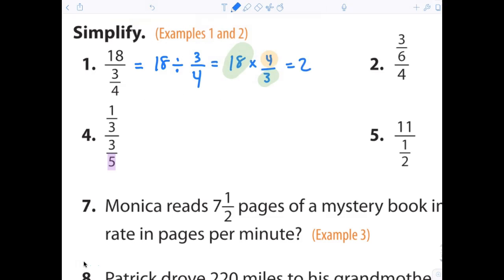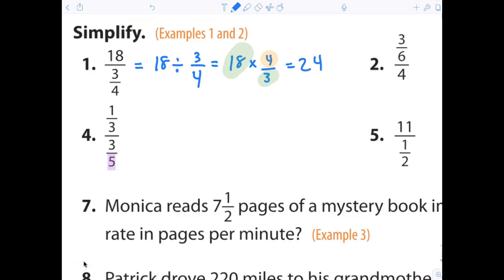Now, I'm not going on to the next one yet. I'm asking you to keep your eyes up on the board. If I say 18 times 4/3, everybody's eyes up, eyes up. Come on, Justice.